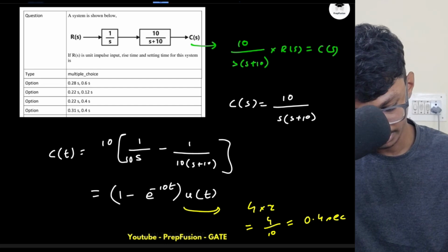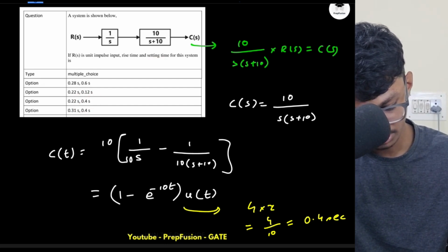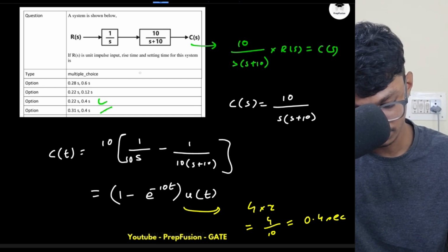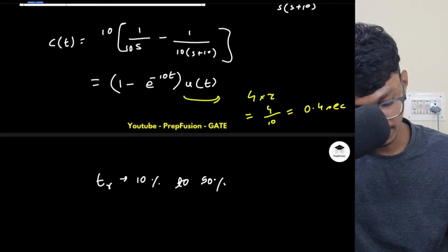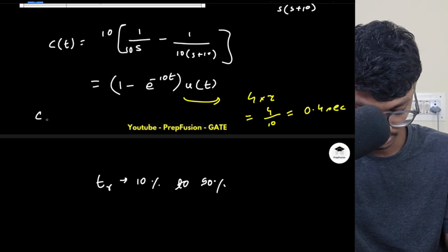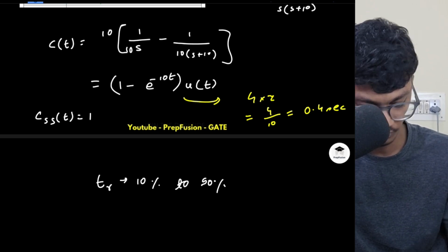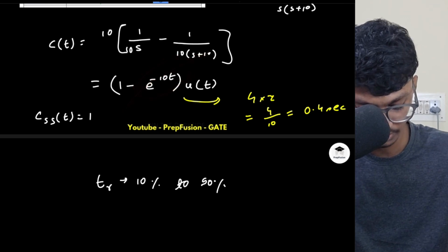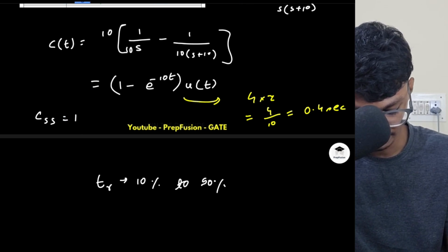I can see they are asking me settling time, and these two options are actually matching. Settling time is okay, but I need to differentiate between the rise time. So first of all, what is the steady state value? The steady state value is simply 1, because as t goes to infinity, this goes to 0. This is my steady state value.